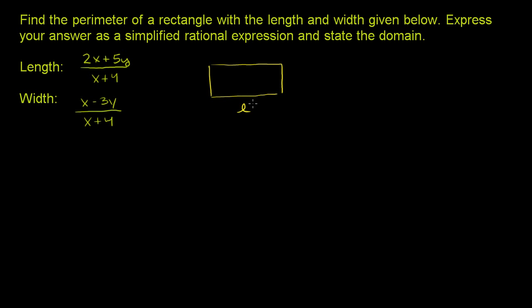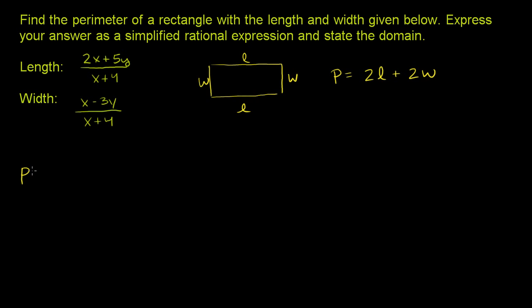And so if it has length L and width W, the perimeter is going to be this length plus W plus this length again plus W again. Or the perimeter is going to be 2 times the length, because you have to add the length twice, plus 2 times the width, since you're adding the width twice. So let's just use this expression with these expressions right over here and then simplify it.